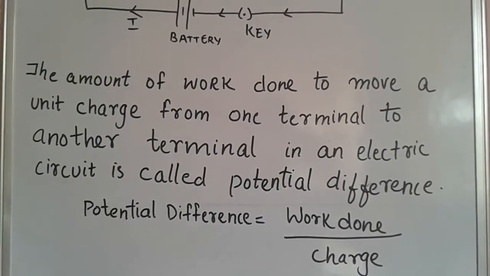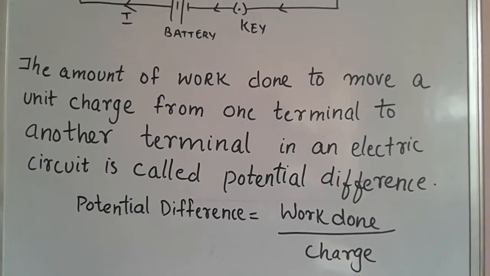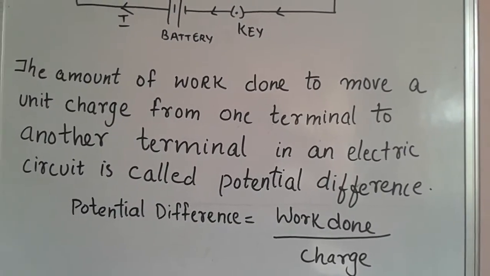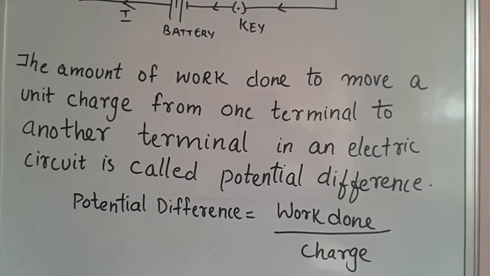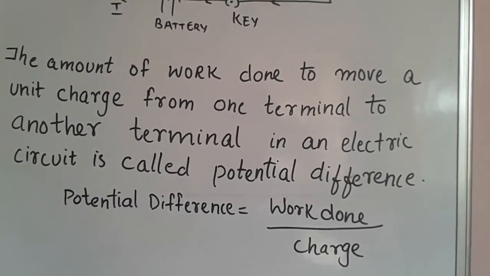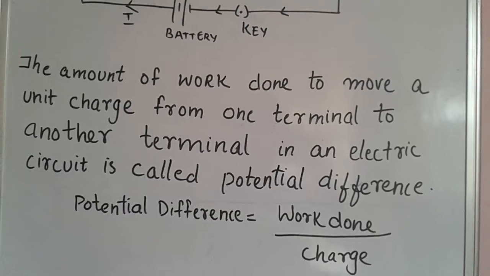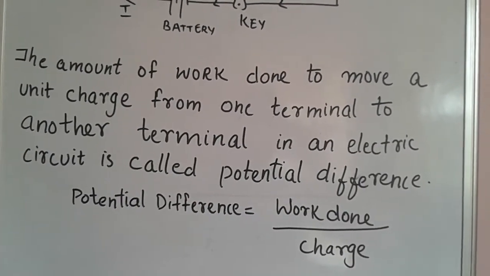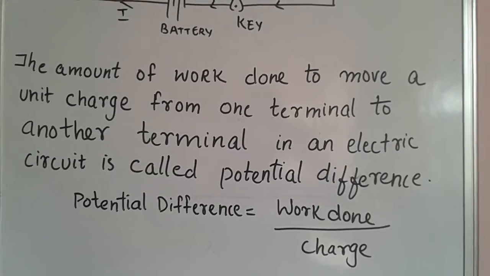Now potential difference is defined as the amount of work done to move a unit charge from one terminal to another in an electric circuit. You can see the formula is given in a mathematical form. Potential difference is equal to the amount of work done per unit charge.